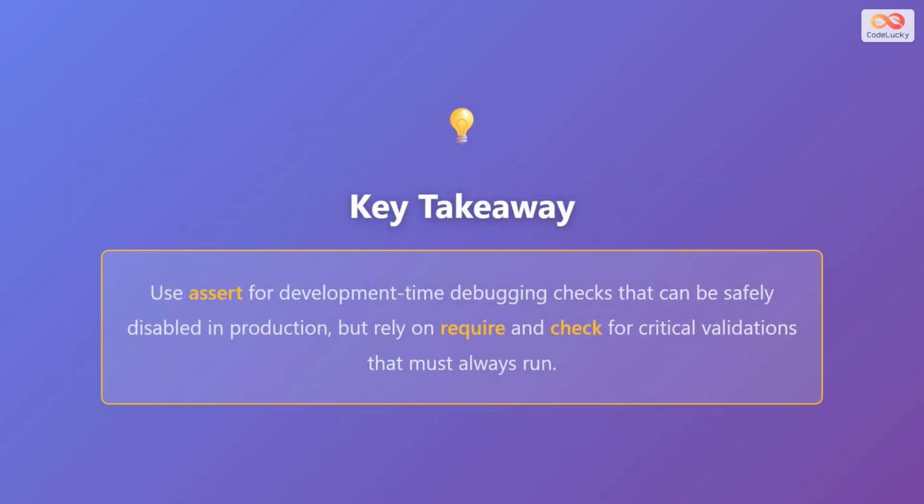Here's the key takeaway. Use assert for development time debugging checks that can be safely disabled in production without affecting your application's correctness. However, rely on require and check for critical validations that must always run to ensure your application behaves correctly. This separation allows you to catch bugs during development while keeping your production code lean and fast.